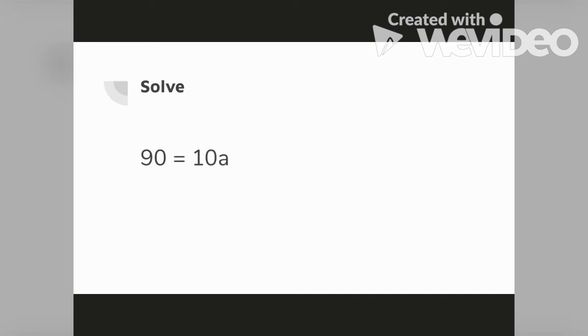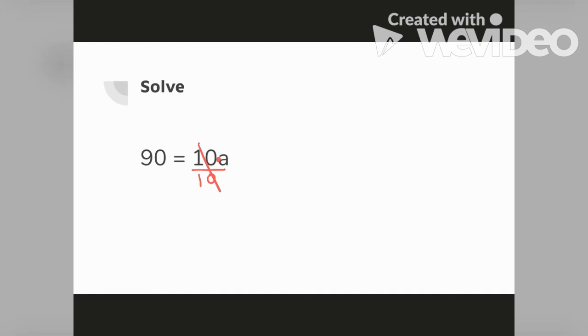Okay, so pause the video, try to do this one. Alright, for this one, you tried it out. Notice the variable is on the right side. Remember, it doesn't matter if it's on the right or left. So we know this is 10 times a, and it equals 90. So we need to divide by 10, the inverse operation.